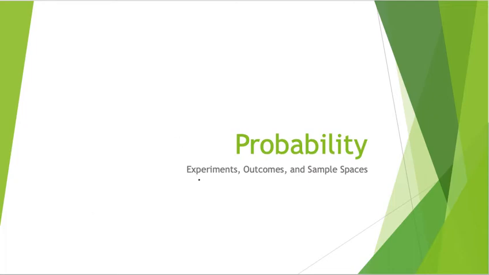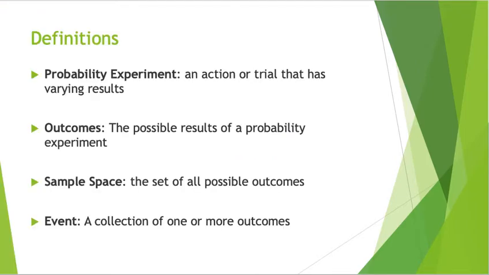Probability. And in this introduction, we're going to talk about experiments, outcomes, and sample spaces. So first, to look at some definitions. A probability experiment is an action or trial that has varying results. Outcomes are all of those possible results when you conduct a probability experiment. The sample space is the set of all possible outcomes, and an event is a collection of one or more outcomes. So now we're going to take a look at some examples to help you understand what these definitions mean.